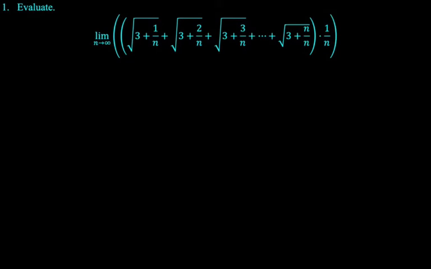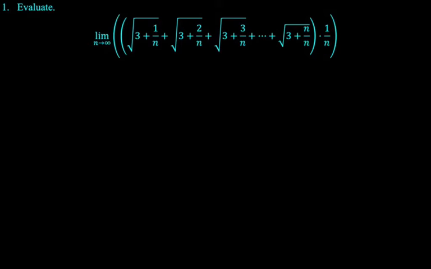So number one, we want to evaluate. This is a crazy looking limit. This is definitely not a limit that you're evaluating using limit rules. To me, this definitely has to be some sort of Riemann sum. So it's the limit as n approaches infinity of the quantity square root of 3 plus 1 over n plus the square root of 3 plus 2 over n plus the square root of 3 plus 3 over n.